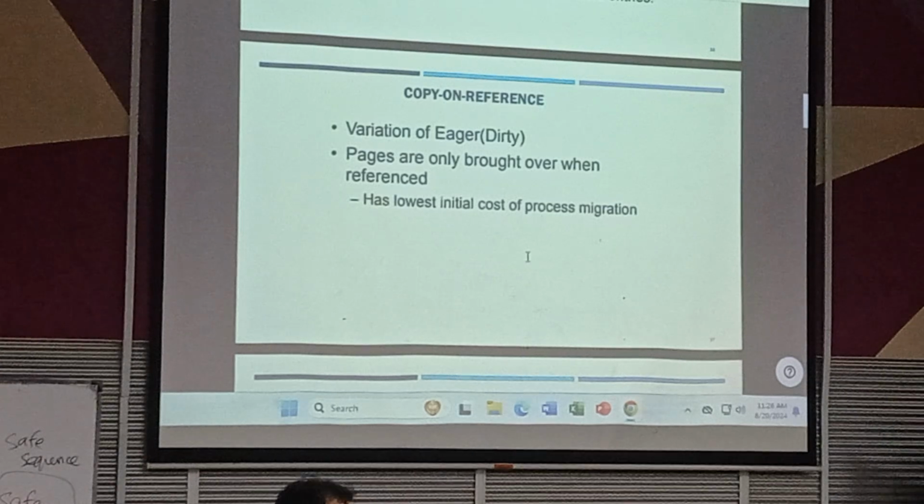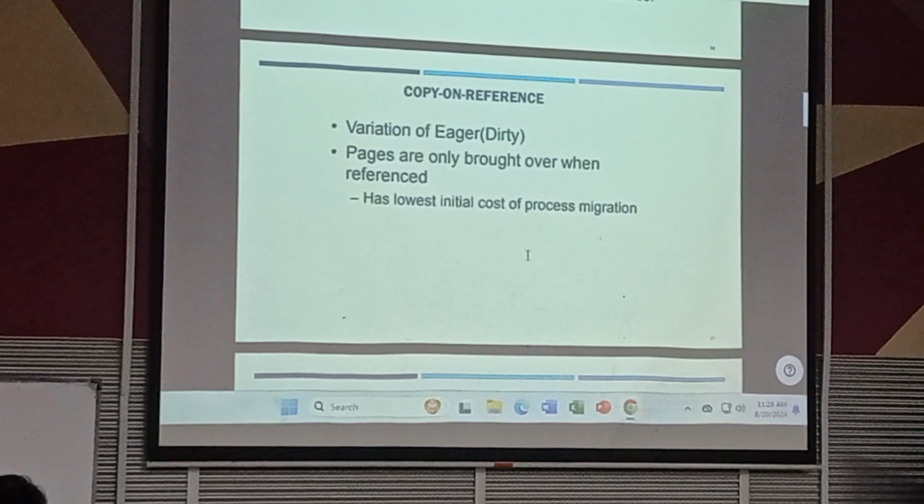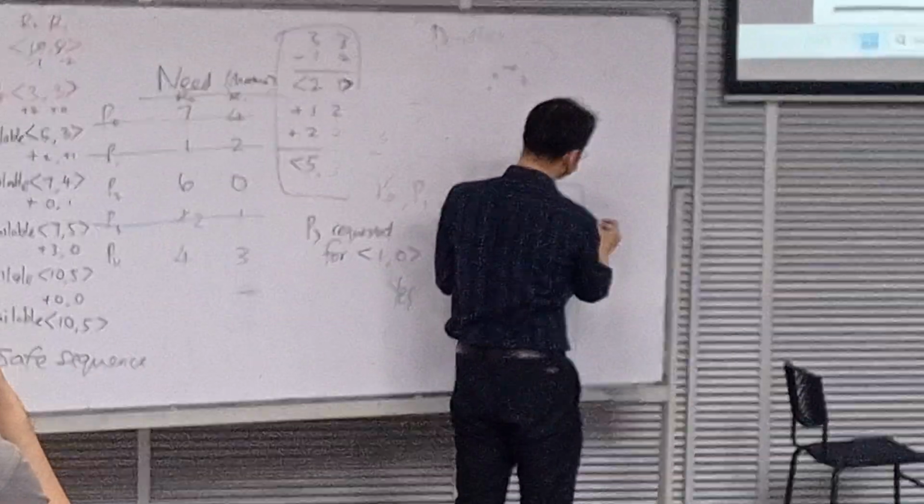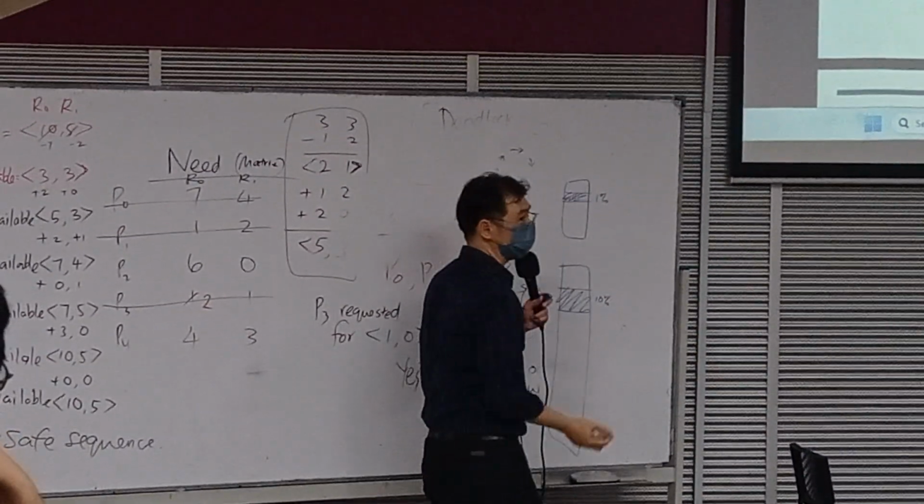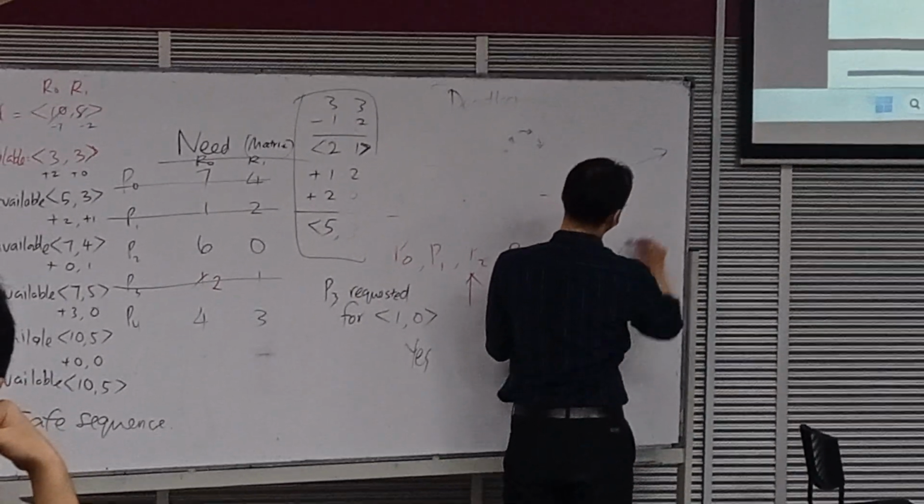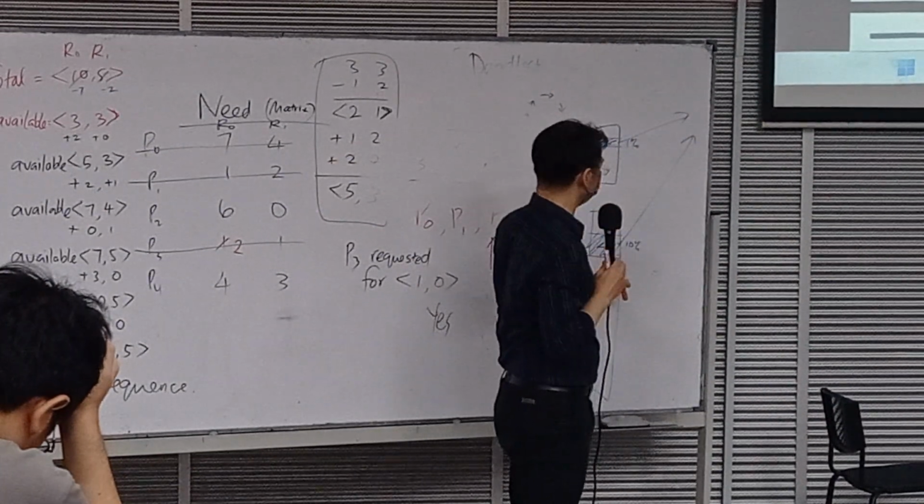Why is copy on reference useful? Imagine that you have a program that is this big and the data is this big. The program that you run is only this part here. The data that you use is only this part here. Maybe this one is just 1% of the whole thing, and this one maybe 10% of the whole data. Because the program is only using this, this one is the one that is copied over first, because most of the time you'll be running this.